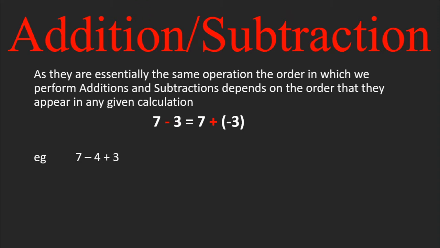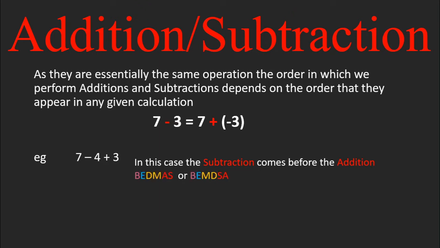7 minus 4 plus 3. Here I see the subtraction before the addition. So thinking about BEDMAS, I could actually consider this as BEMSA. Oh, it's difficult to say. So we say BEDMAS, although in this case the subtraction is going to come first. So 7 minus 4, that's 3. So we're going to do 3 plus the 3, which is 6. Note that this is different from 7 minus, and in brackets I've got 4 plus 3.